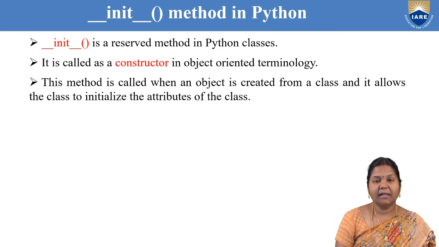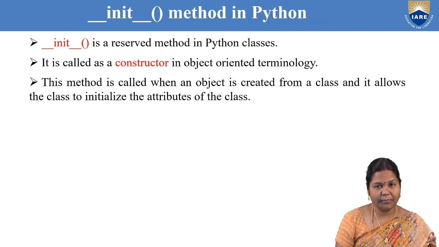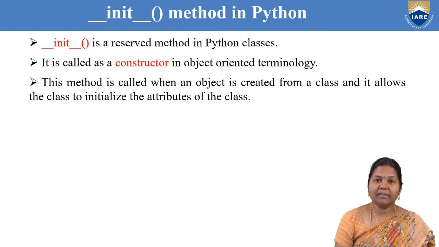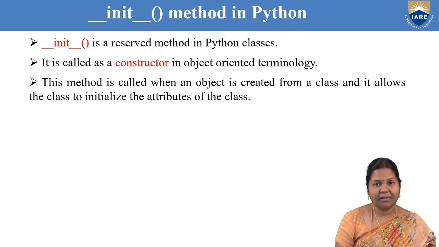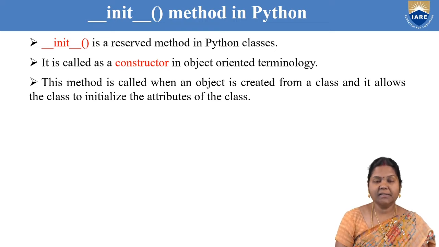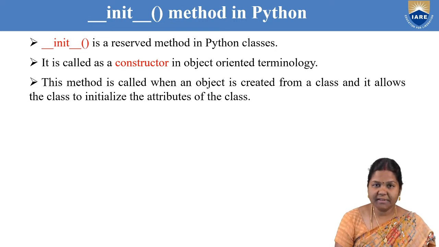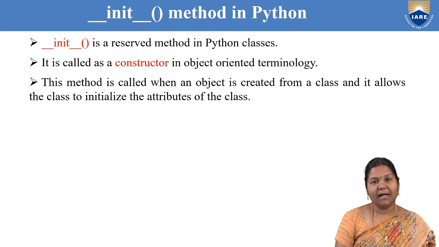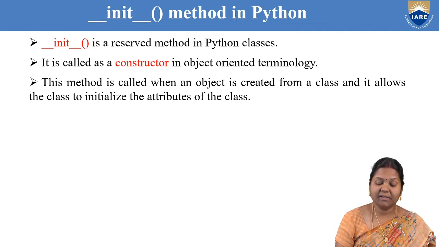The init method is a reserved method in Python. It is also known as a constructor in object-oriented terminology. In different languages, different constructors are available. In Python, the init method is the constructor. This method is called when an object is created from a class, and it allows the class to initialize the attributes of the class. We'll see through some examples how to use the init method later.